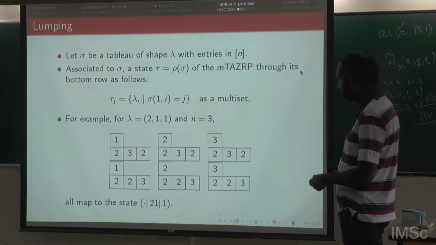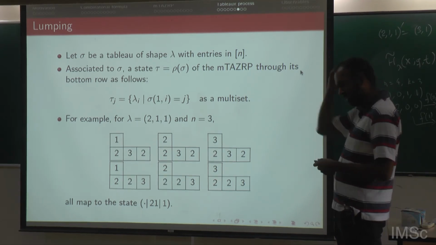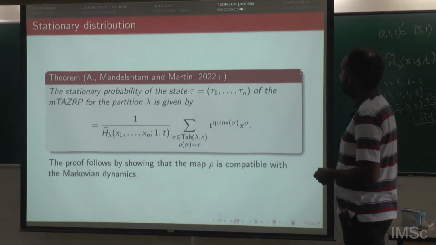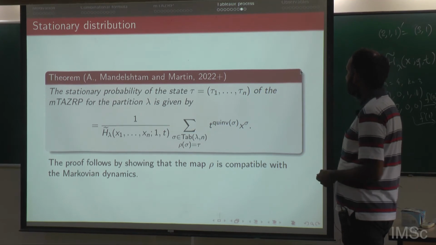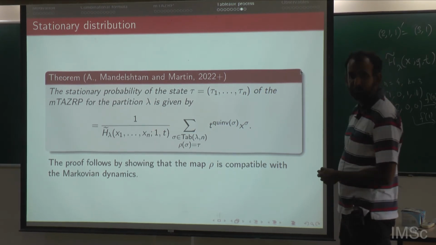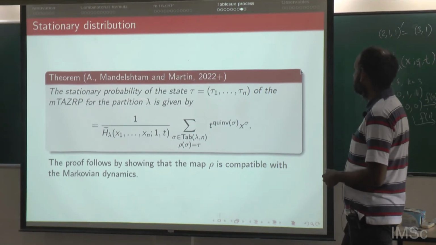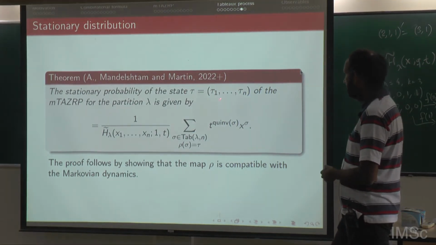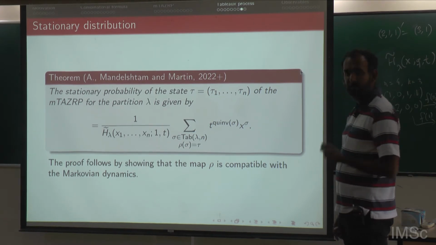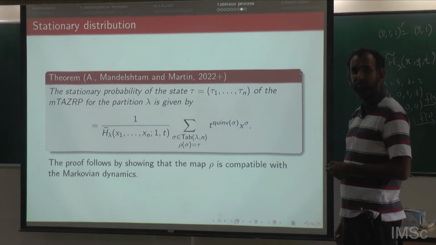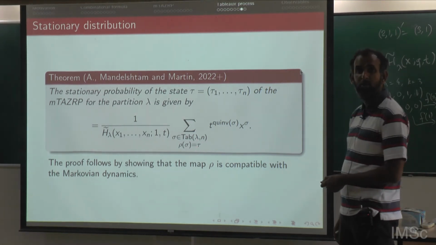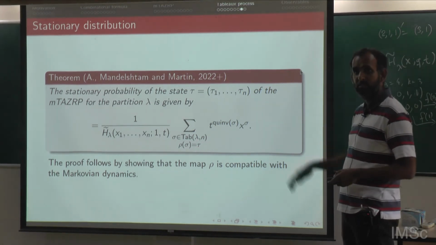These two, if you compare these two and these two. And these. So that's basically why there's a lot more complication. And so because of this lumping, we prove our results, which says that the stationary probability of a state tau of the multispecies TAZRP has this formula: t to the quinv, x to the sigma, where you sum over all tableaux which project to tau, where the projection is through the bottom.